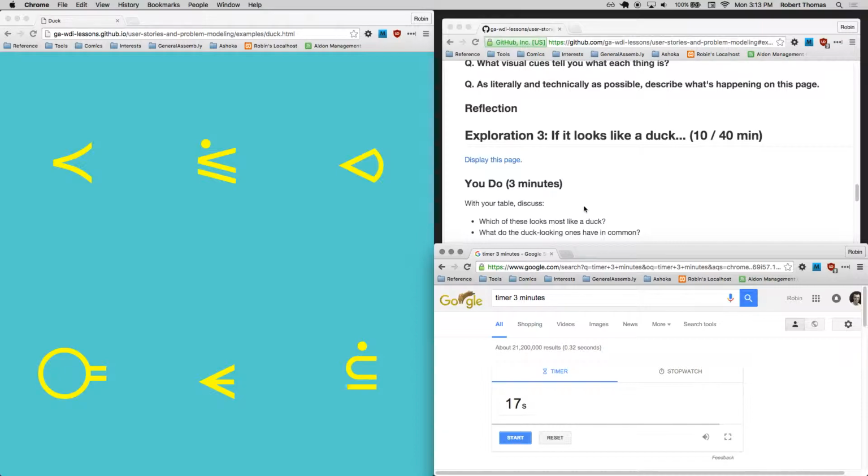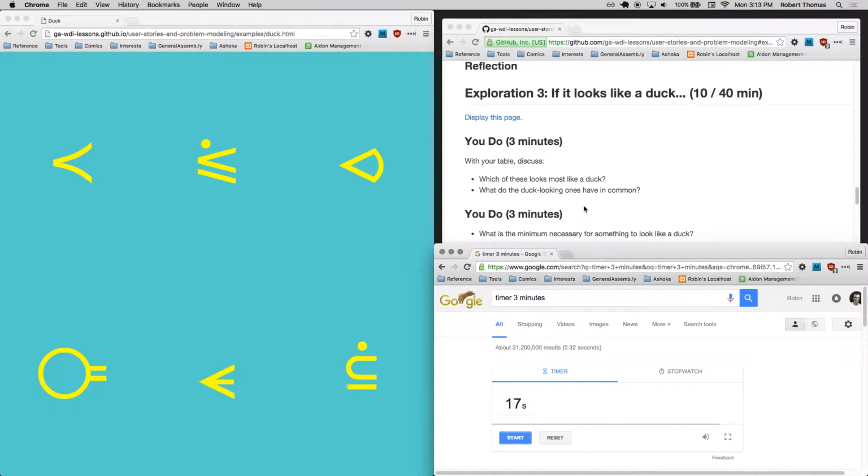So now I'd like you to take another 3 minutes to discuss what is the minimum necessary for something to look like a duck. So out of all these things, out of the duck-looking ones, what is the minimum necessary for something to look like a duck? Mahan? I want you to talk about it with your group. But thank you. And that's actually a really good thing to bring up. So a beak, I would agree, but let's say you don't know what a beak is. Like, how would you, just thinking in terms of shapes or like super primitive stuff, how would you say what is the bare minimum necessary for something to look like a duck? So talk about it with your group. I'm going to give you 2 minutes for this one.